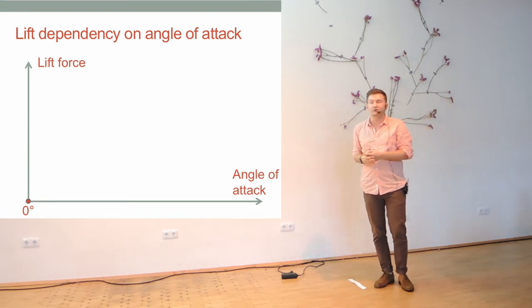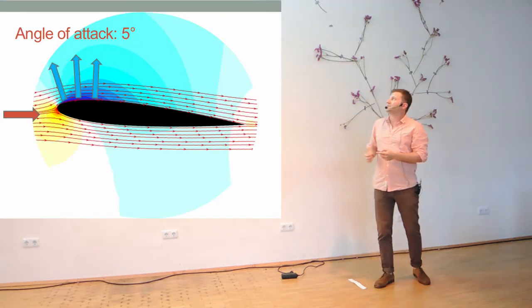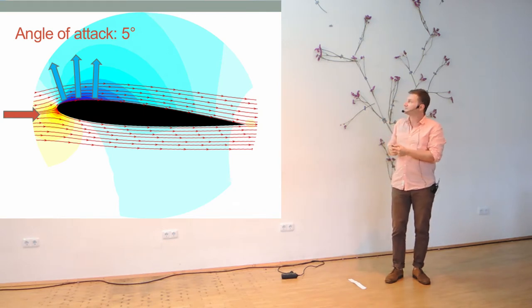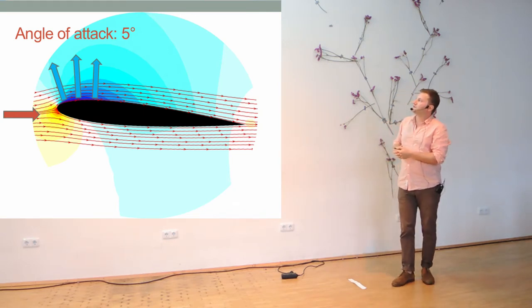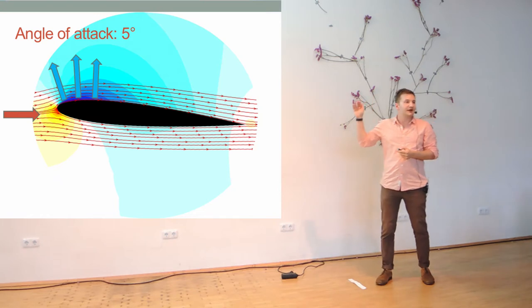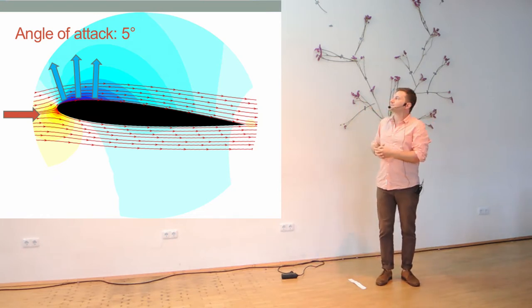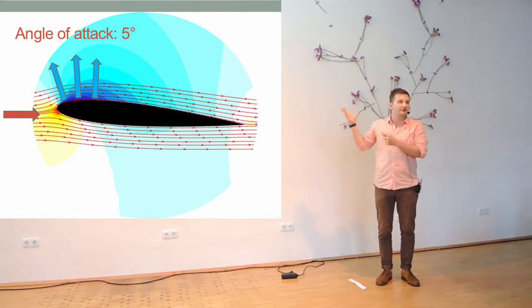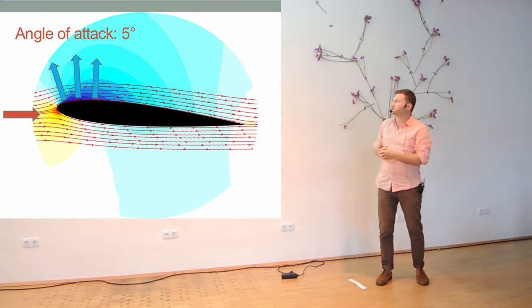But let's increase the angle of attack. So now we have an angle of attack of 5 degrees. And as you see, the curvature of the streamlines isn't the same anymore. The curvature is higher at the upper side than at the bottom side. Because of this curvature, a region of lower pressure occurs only on the upper side. That's why this region produces some force which is acting upwards. So we are starting to get some lift in this situation.